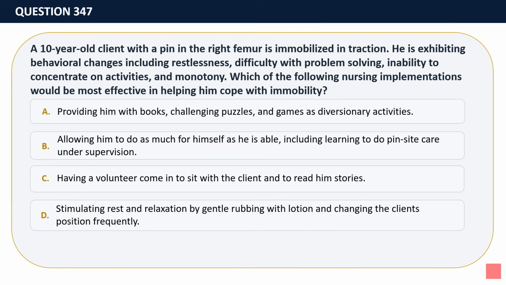A. Providing him with books, challenging puzzles, and games as diversionary activities. B. Allowing him to do as much for himself as he is able, including learning to do pin site care under supervision. C. Having a volunteer come in to sit with the client and to read him stories. D. Stimulating rest and relaxation by gentle rubbing with lotion and changing the client's position frequently.